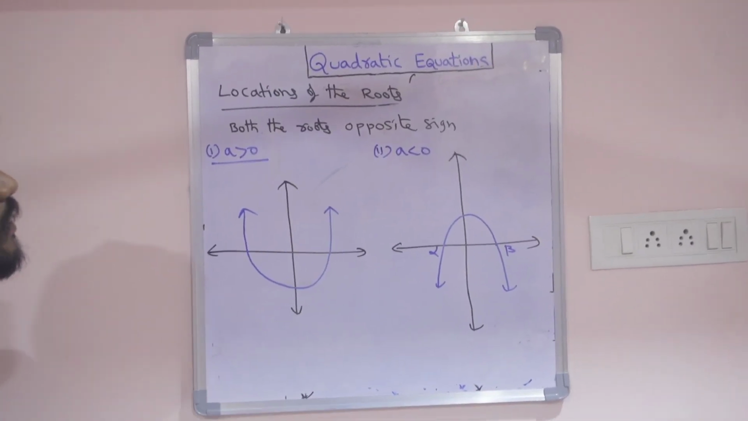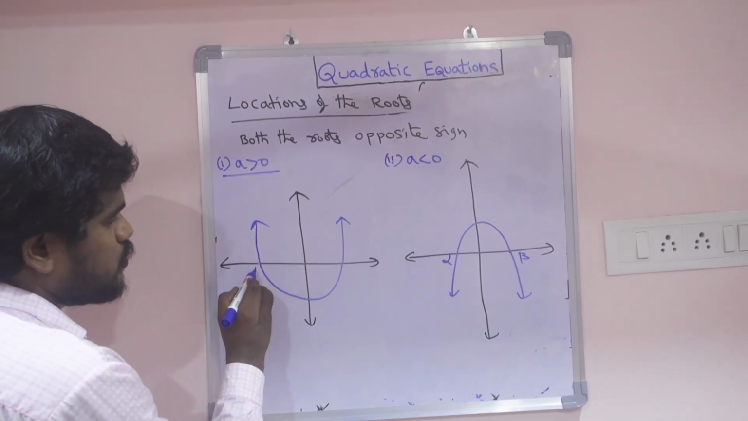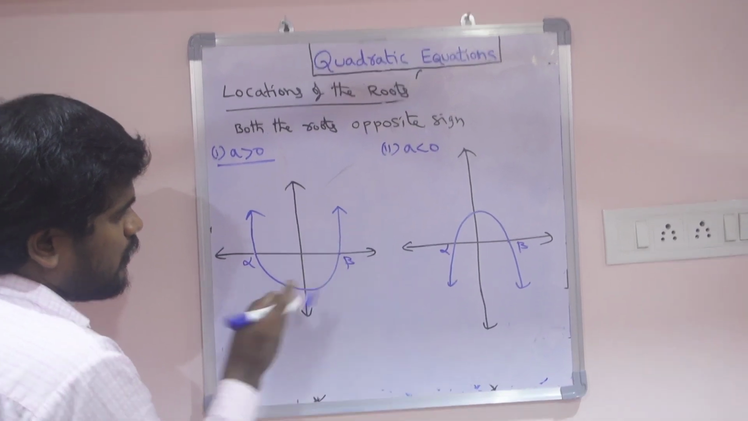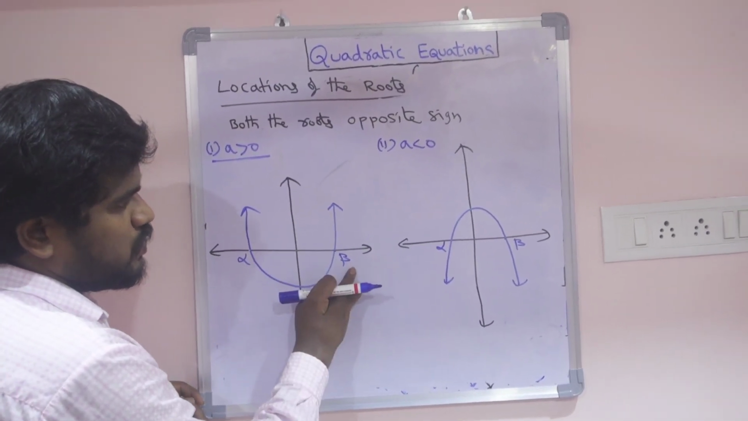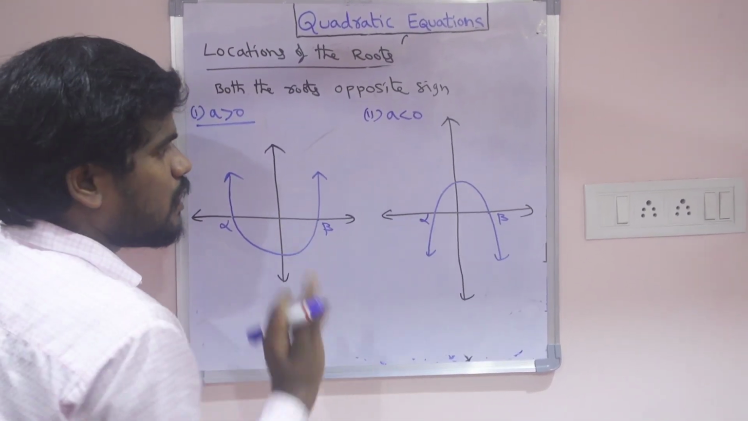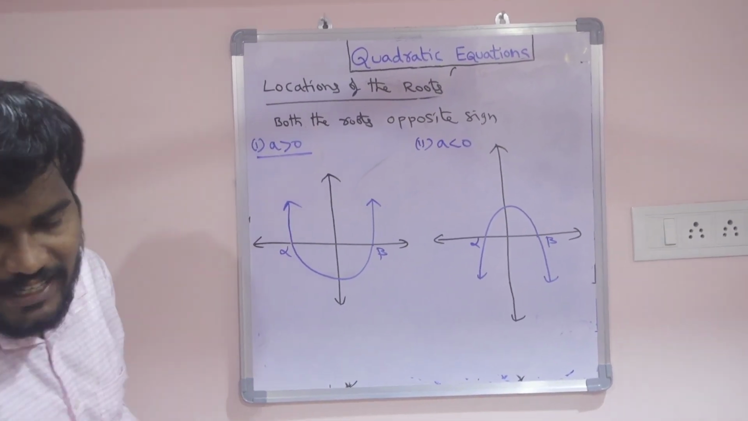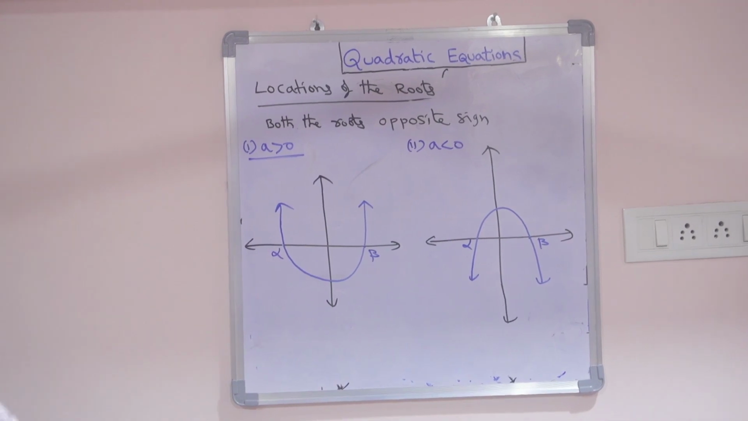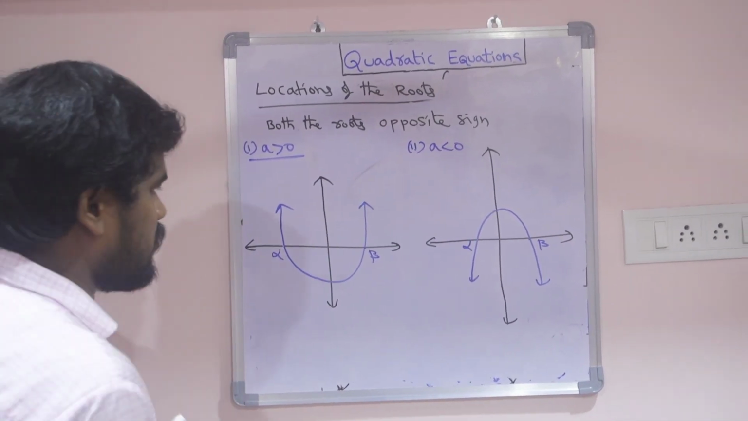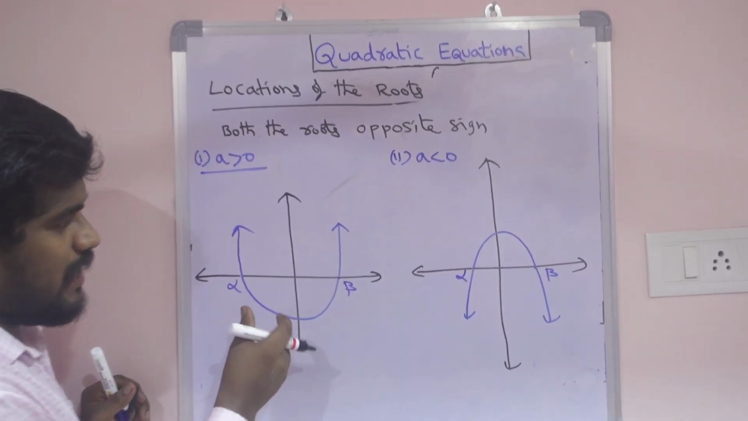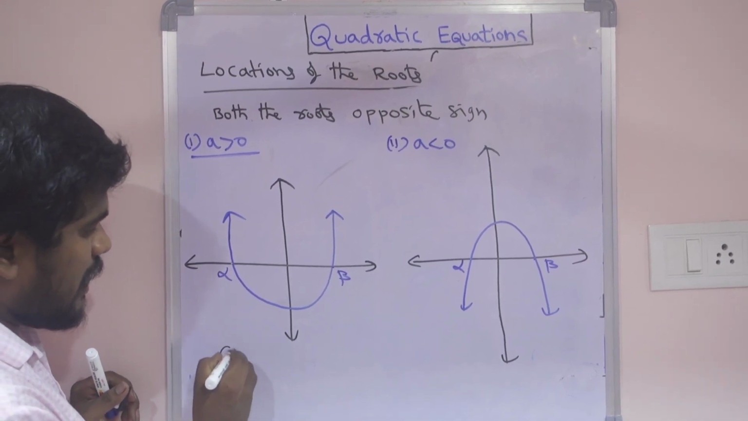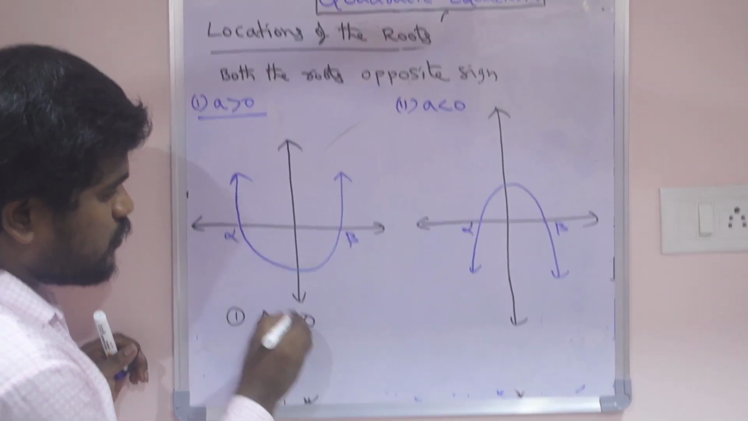Now, both the roots are of opposite sign, which means one root is positive and another root is negative. Here alpha is negative, beta is positive. Again we will conclude three conditions here. Delta is greater than 0 only, because the equal condition is not possible. So that's why delta is greater than 0.